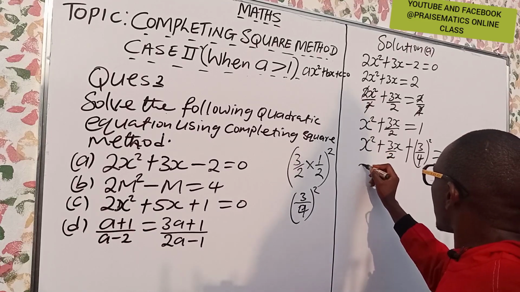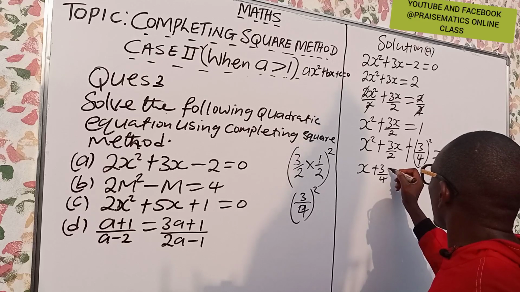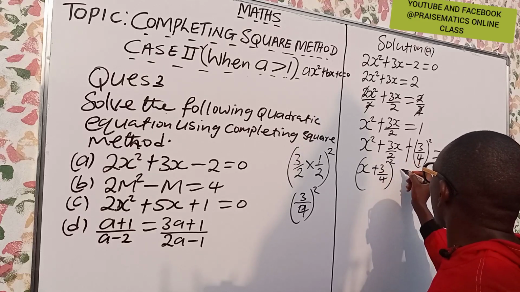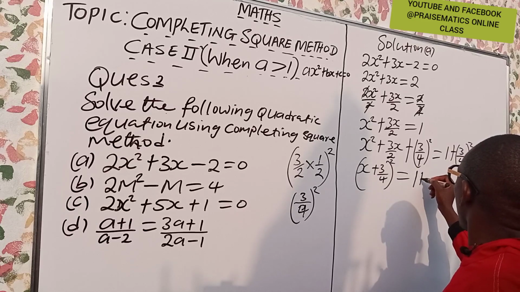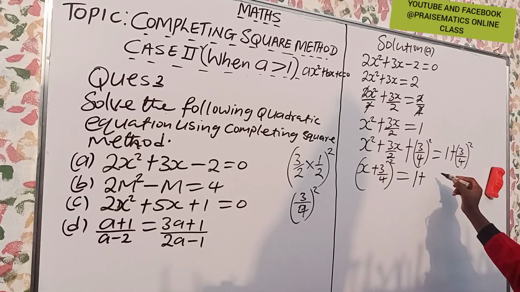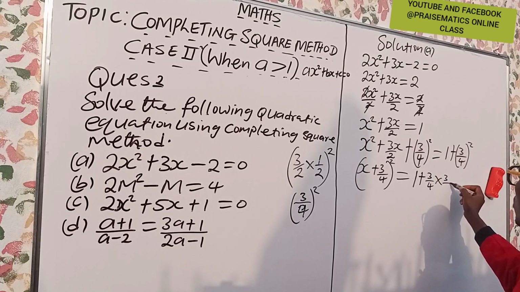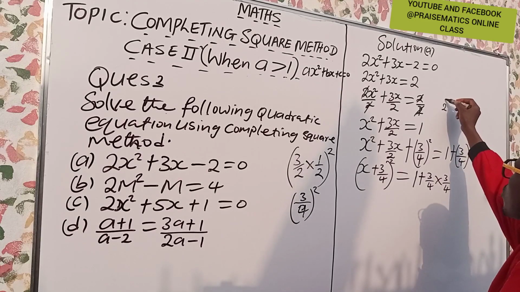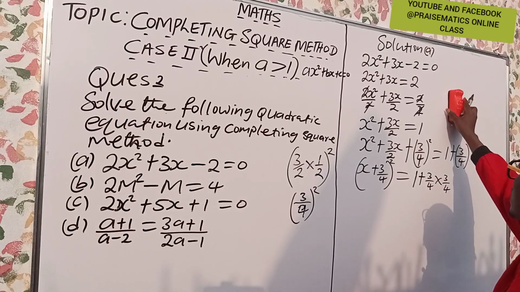So that is (x + 3/4)² is equal to 1 plus, and we expand this, that is 3/4 multiplied by 3/4. Remember that 2 raised to power 2 means 2 times 2. So that is the reason why we expand it like that.